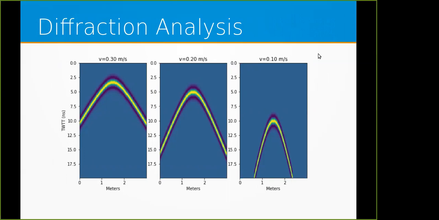So here I've got 3 diffractions shown, and a diffraction occurs when we've got reflections off of a point source embedded in the subsurface. And we can see that the tightness of the diffraction is related to what the velocity is. The tighter the diffraction, the lower the radar velocity.